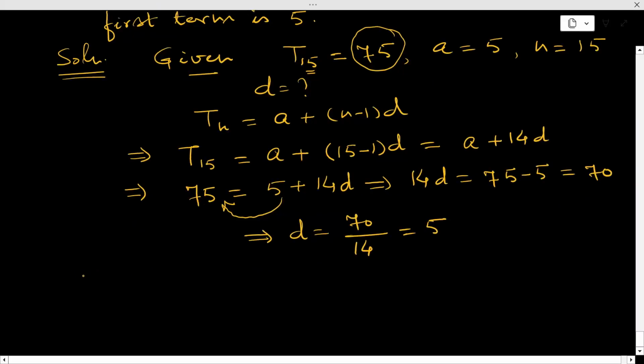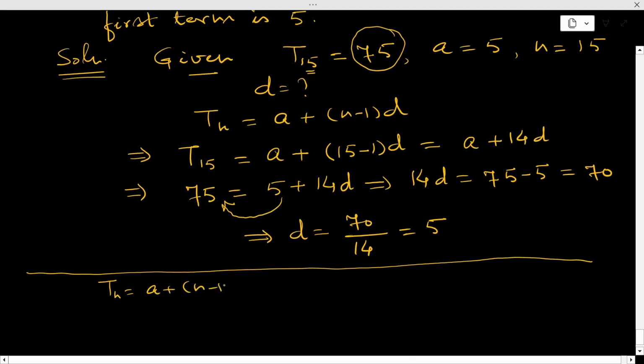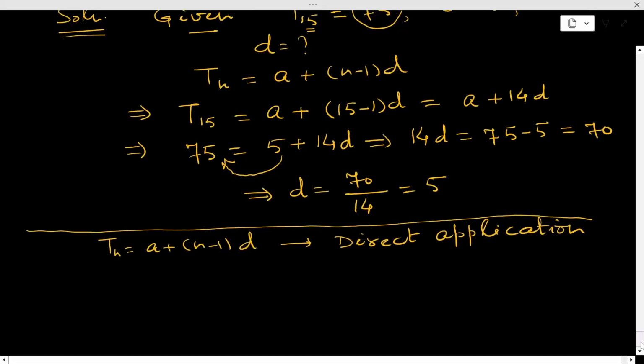So from these three examples, you can easily see the application of the formula Tn is equal to a plus n minus 1 into d. In the first problem we use this formula directly. We are provided the first term and the common difference, and we have to determine some given term. On the other hand, we can rearrange the terms and also use the same formula to determine a.